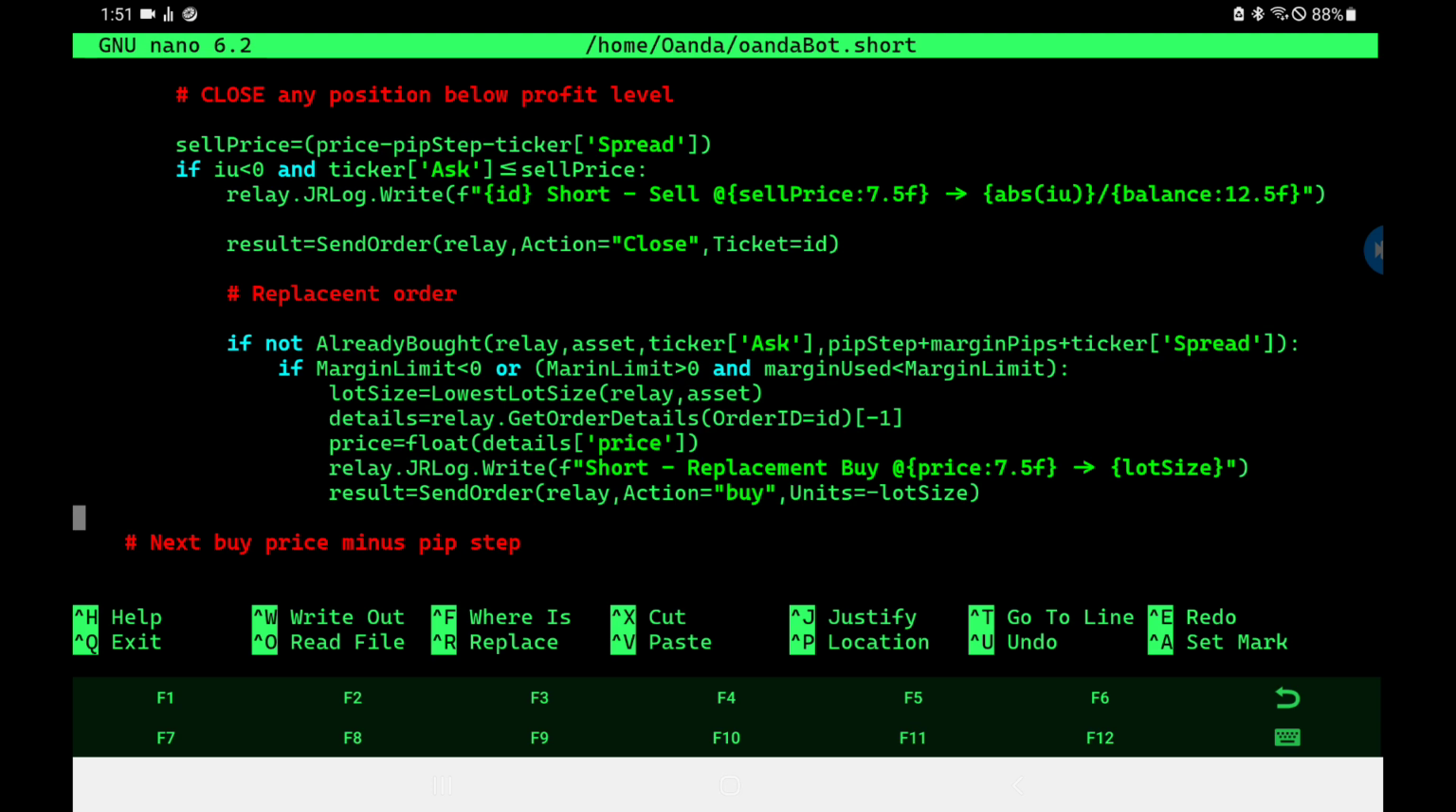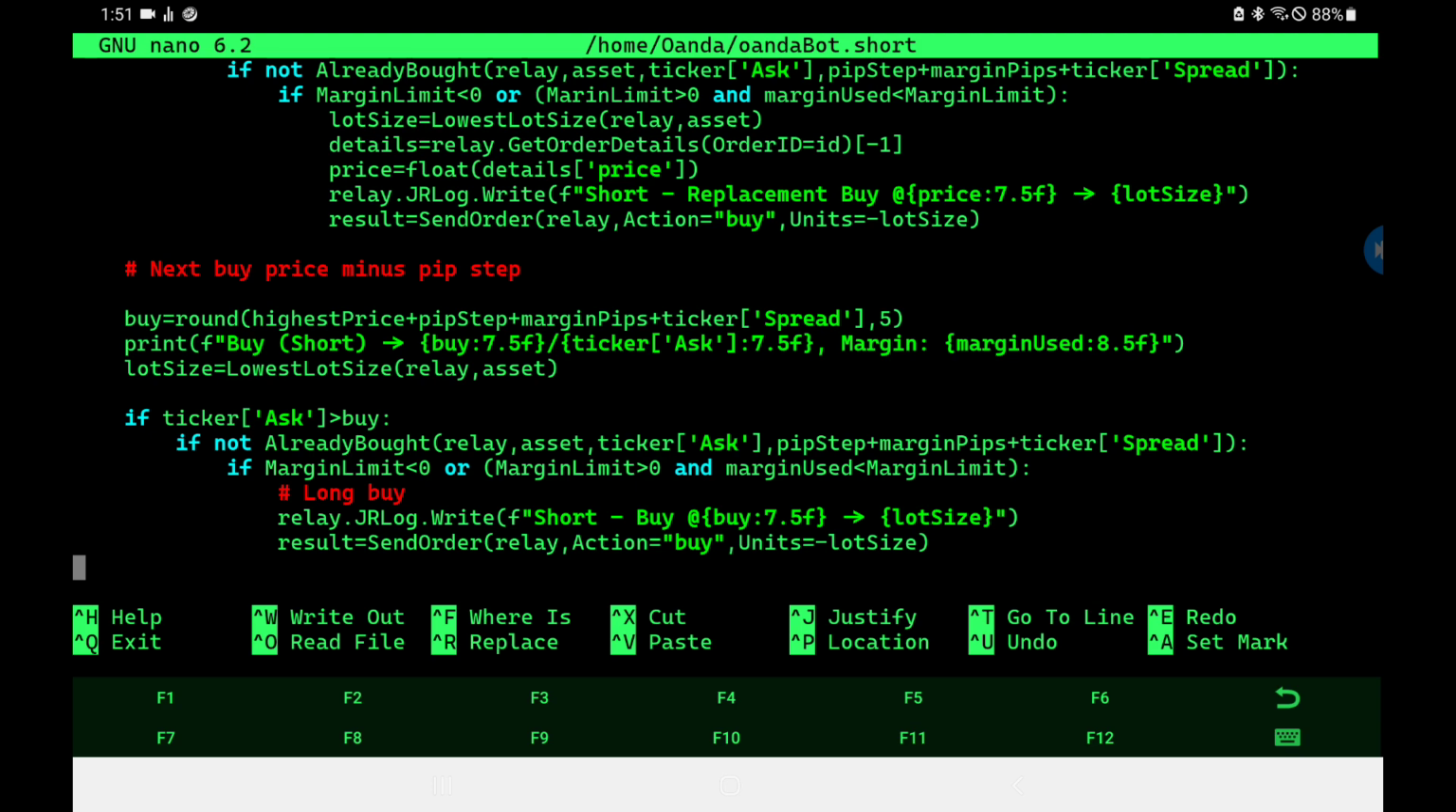So now let's go to the next step. Well, the next step is just a purchase. The market has moved against us, and we look at the buy position. So we have the highest price plus the pip step plus the minimum 5 pips we want. We have our margin pips. We have our limiter. And then we have the spread in real time. Now we simply print this to the screen.